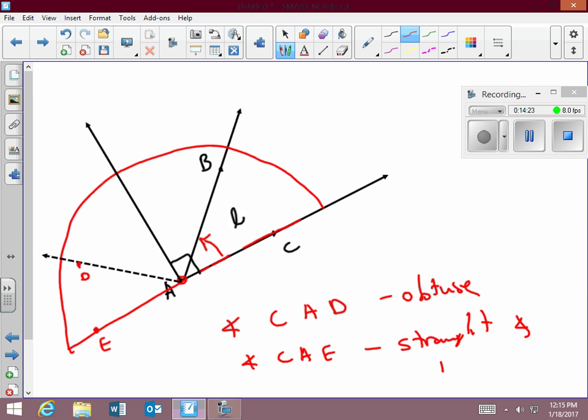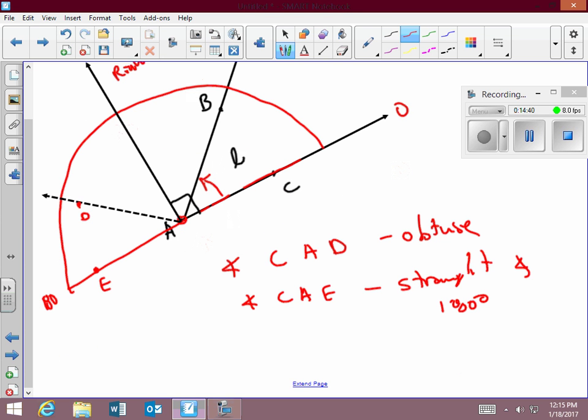And that's 180 degrees. So a right angle is 90 degrees. Acute is between 0 degrees and 90. 180 is a straight angle, and then obtuse is between 90 and 180. Don't include 90 and 180. It's between the two.